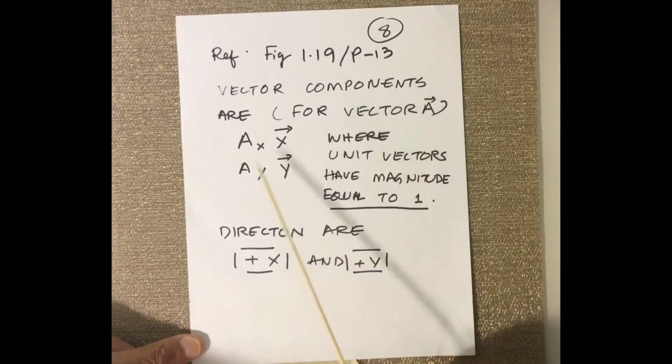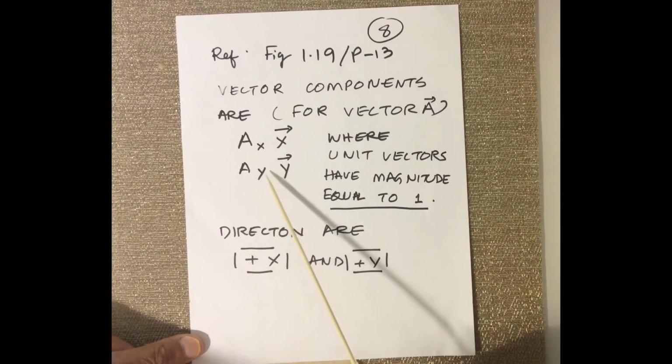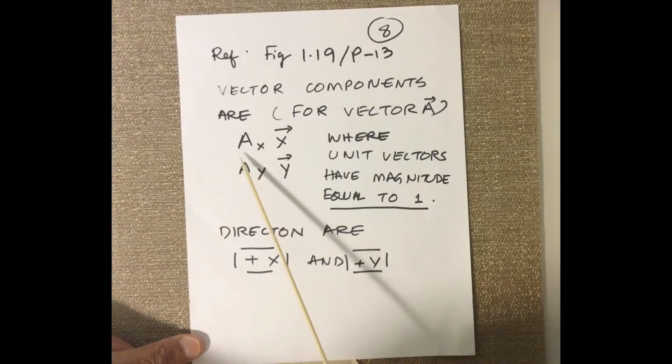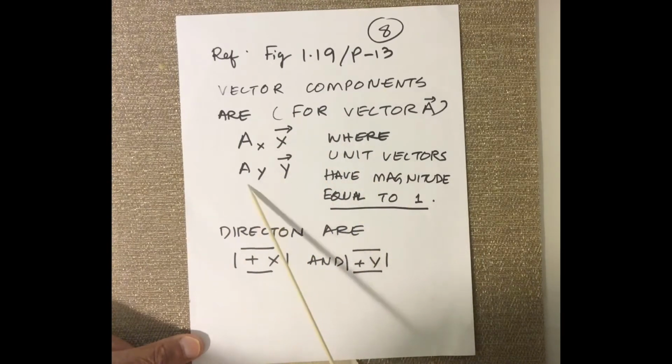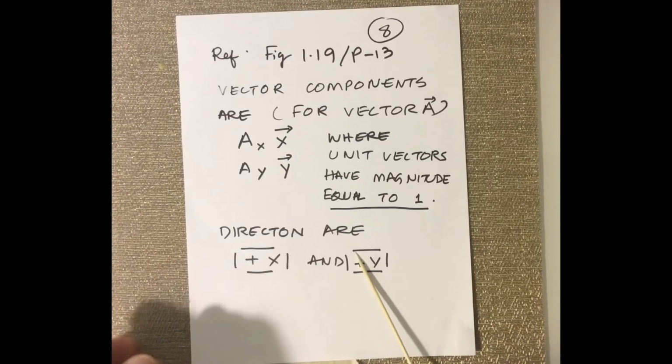For vector A, it is ax and ay. Ax is the component in the direction of x, ay in the direction of y, and again the unit for the vector magnitude wise is 1. Now the direction is very important. Both the direction for x and y is positive.